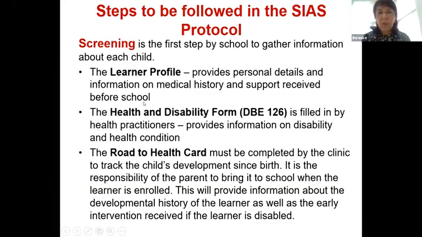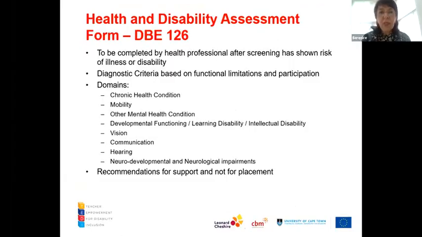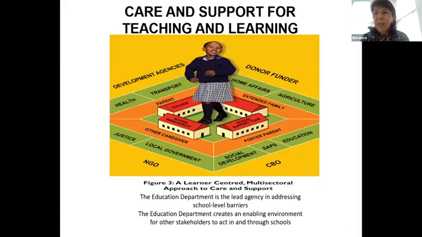Okay, so the first step to follow in the CSTL protocol is screening. There's a learner profile, a health and disability form. You also have to look at the Road to Health card, which is the health department's document, which goes with the child from birth, and all the health information is recorded on that. Health and disability assessment form, and I believe you've been sent all these documents.